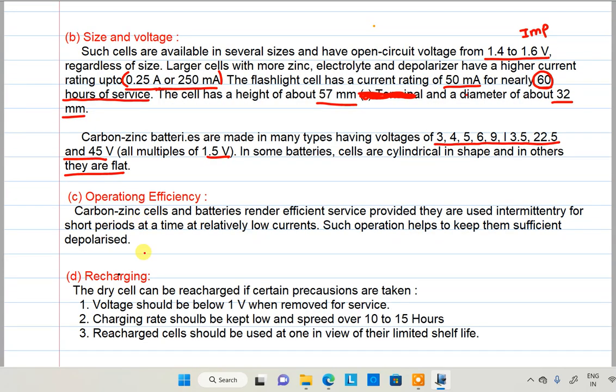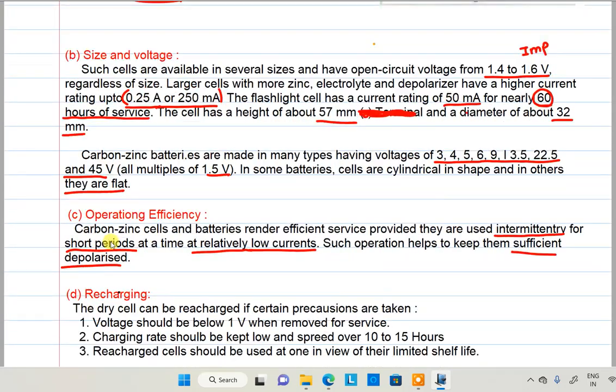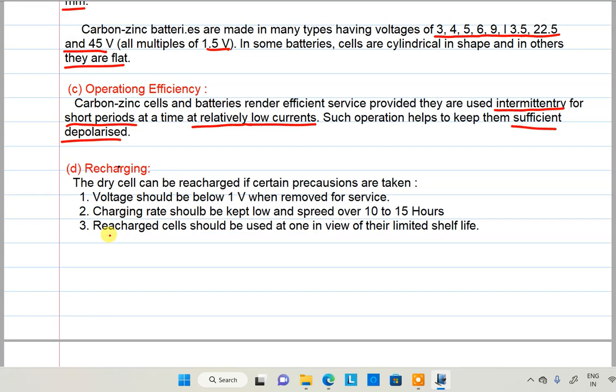Now the operating efficiency. Carbon zinc cells and batteries are most efficient with intermittent service. That means short periods and relatively low currents. So where is the application here? Short periods and relatively low currents: this type of cell is used. Such operation keeps the depolarizer efficient. So these cells are used in intermediate loads, that means short periods as well as low current.